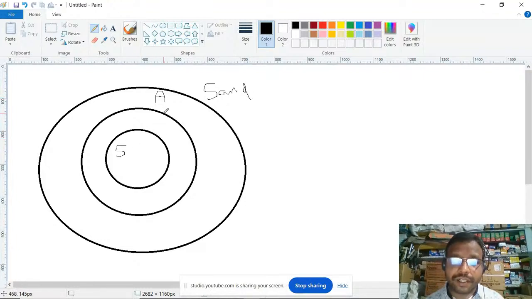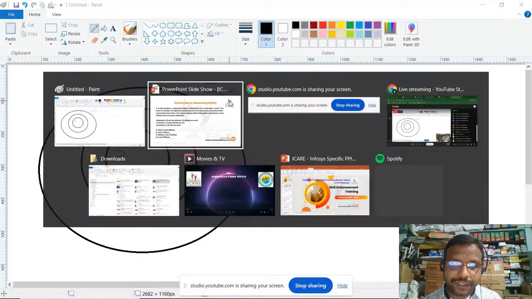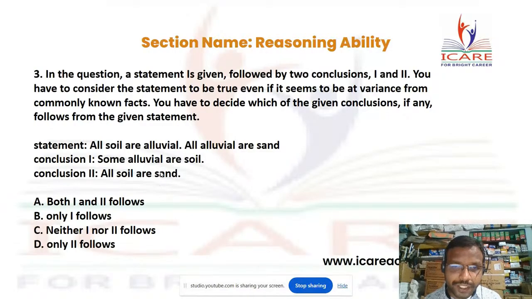If all soil are alluvial, definitely, as you know, some alluvial are soil. All alluvial are sand means some sand are alluvial. So here soil is a subset of both alluvial and sand. According to this Venn diagram, which conclusion follows?